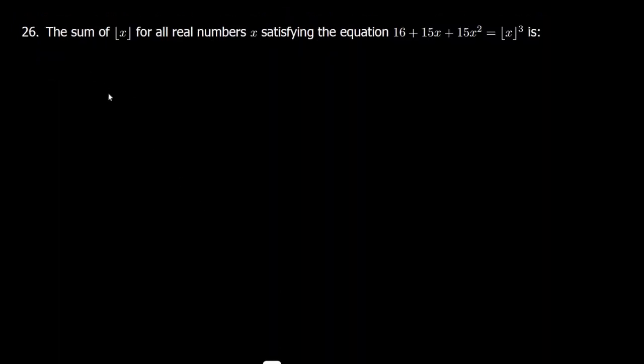So let's have a look at question number 26 of IOQM 2024. In this, we have to find the sum of floor of x for all real numbers x satisfying this equation. So we know one of the inequalities on floor of x is that it is less than or equal to x and greater than x minus 1. Now there is an equality, less than or equals to x as well.